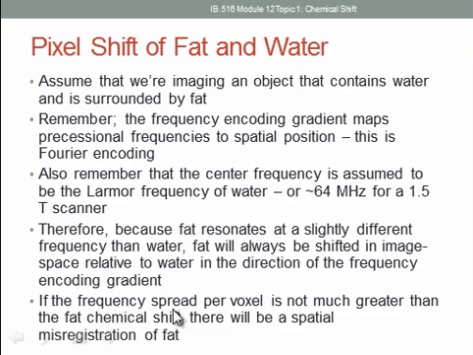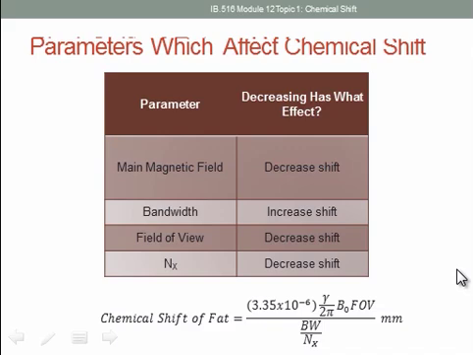So this frequency spread per voxel that we talked about in the last slide, this bandwidth per pixel, is very important, and it is one of the parameters that determines whether or not you actually see a physical manifestation of the fat shifting relative to water. So the chemical shift of fat, the actual physical shift in millimeters, can be given by this equation. And so from this you can easily deduce what happens.